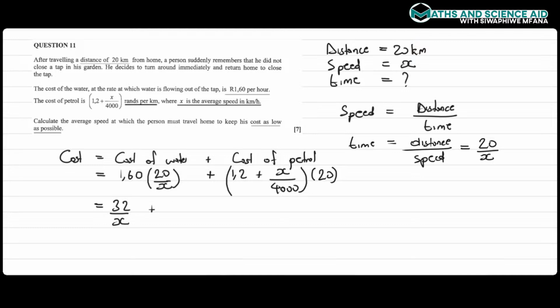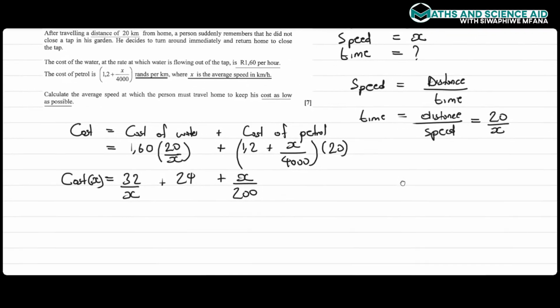And then what's 1.2 multiplied by 20? That's 24. So I'm expanding this bracket. And then what's 20 divided by 4,000? That's 1 over 200. So here it will be x over 200 actually. x over 200. So this is your cost as a function of x. That's your equation for the cost as a function of x.